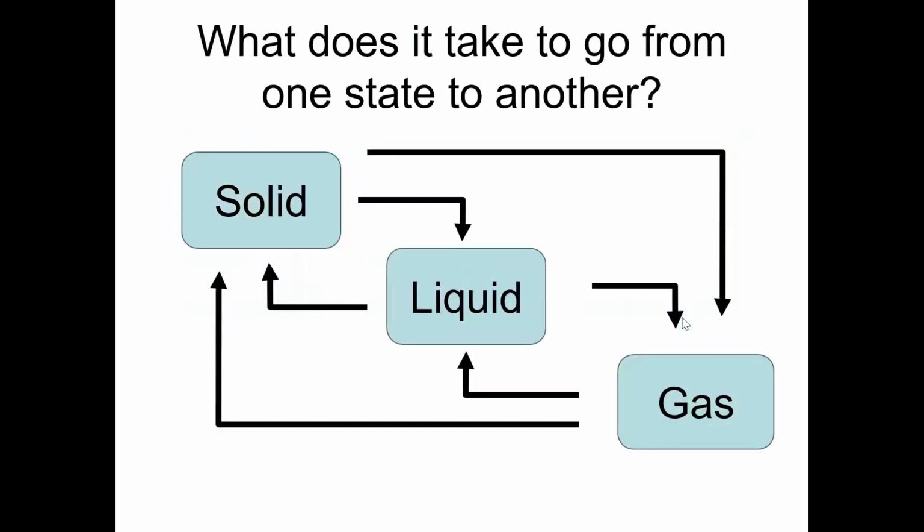So what happens as far as when they go from one state of matter to another? Solids can go to liquids, and liquids can go to gases, and gases can go to liquids, and liquids can go to solids, and solids can go to gases, and gases can go to solids. There's all these different combinations of how we go from one state to the other.